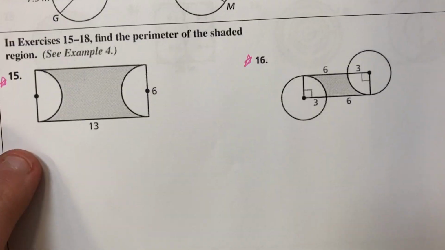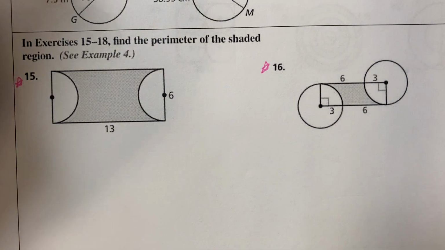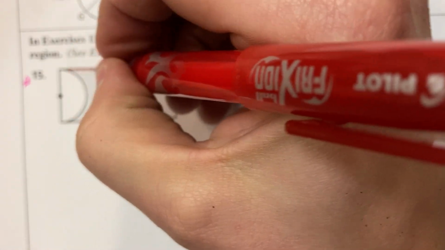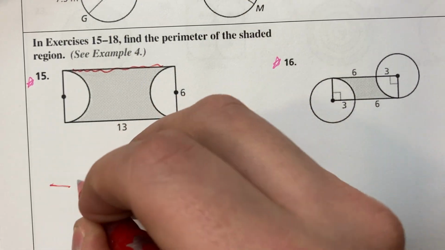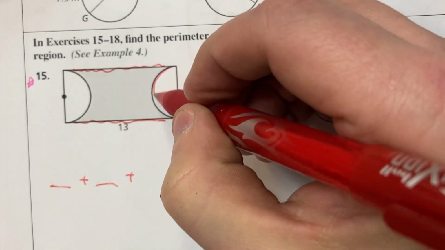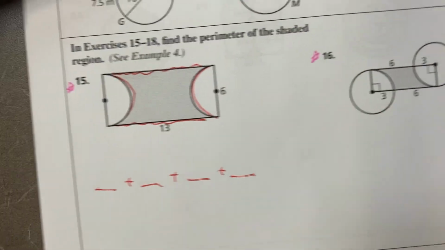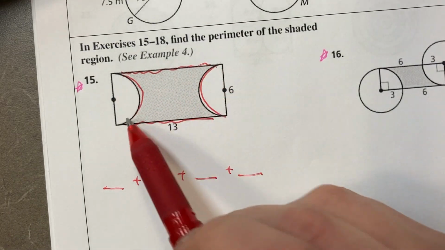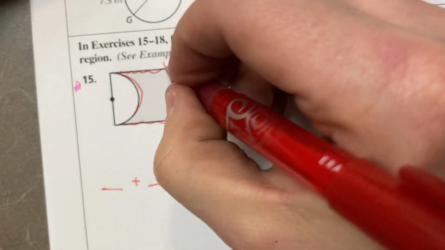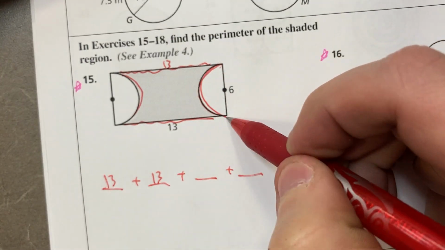All right, now let's go to the homework from last class that we didn't get to. This one's interesting. It's find the perimeter. So for the perimeter, there are four things I have to add up: that, plus that, plus this curved part, plus this curved part. So there are four pieces that I have to add up. Now, these are easy. That's 13 and 13. But how long is this?